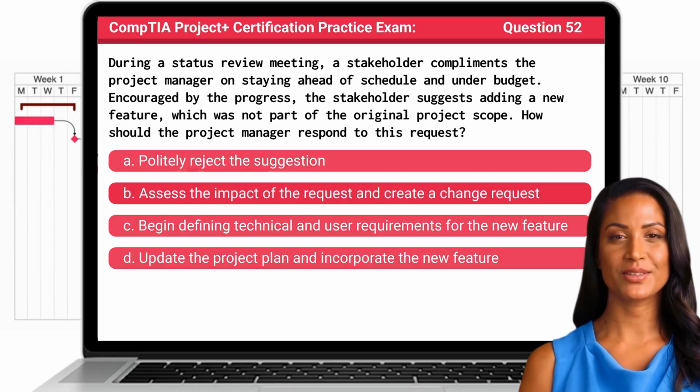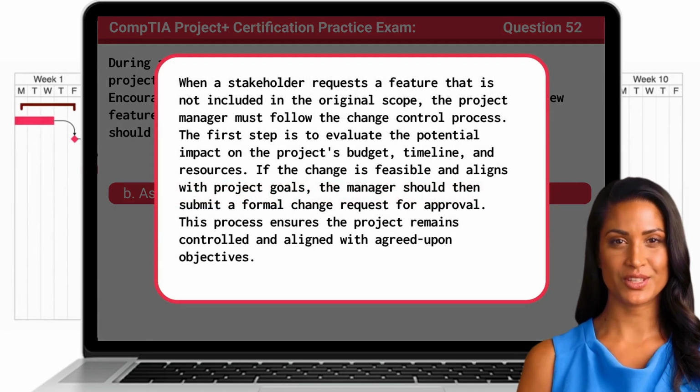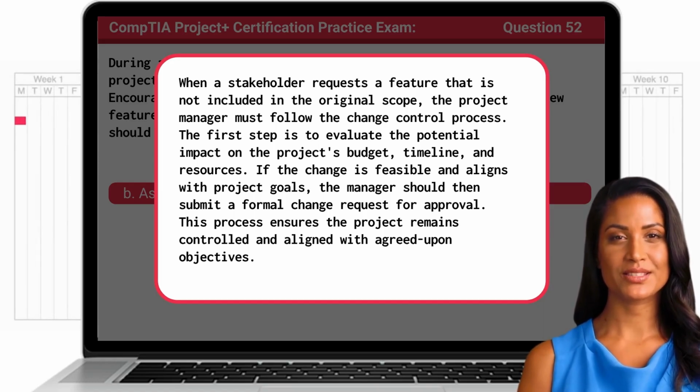The answer is B. Assess the impact of the request and create a change request. When a stakeholder requests a feature that is not included in the original scope, the project manager must follow the change control process. The first step is to evaluate the potential impact on the project's budget, timeline, and resources. If the change is feasible and aligns with project goals, the manager should then submit a formal change request for approval. This process ensures the project remains controlled and aligned with agreed-upon objectives.